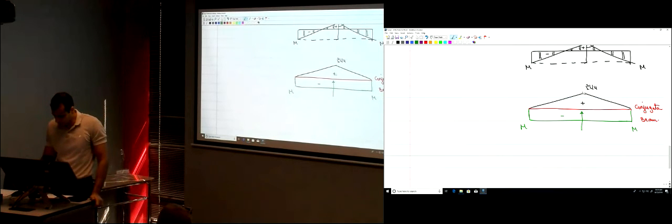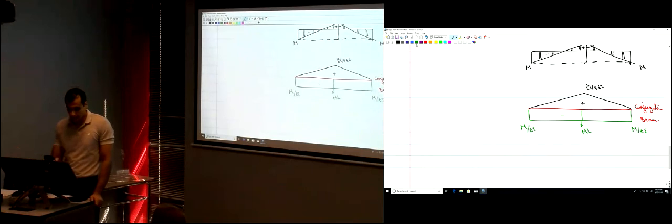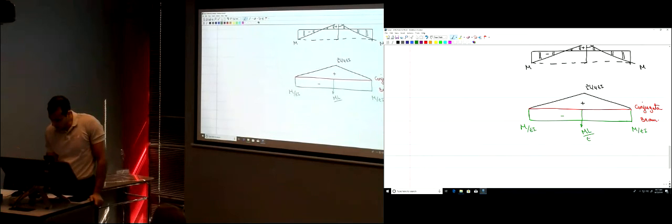Let's see here. This is going to be downwards here. How much is that one? For the rectangular load, the equivalent rectangular load is ML, base times the height. And just don't forget to divide by EI. Okay? So ML divided by EI.